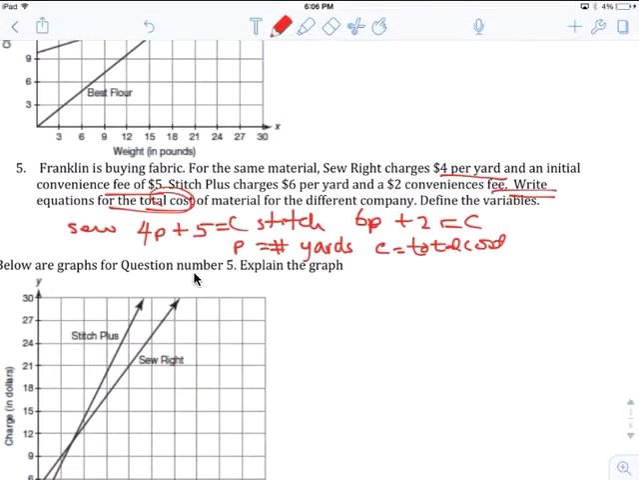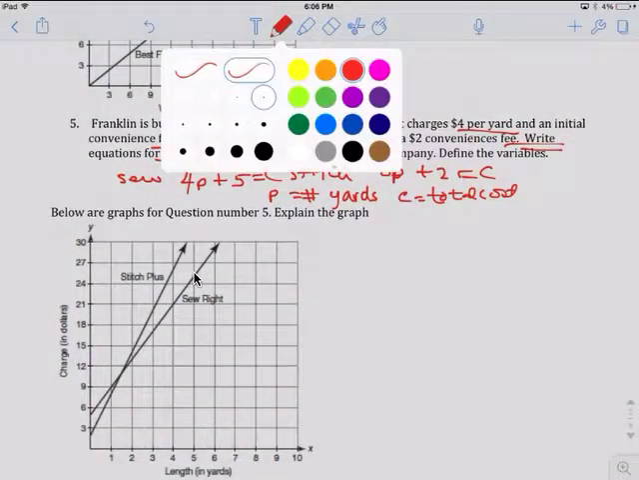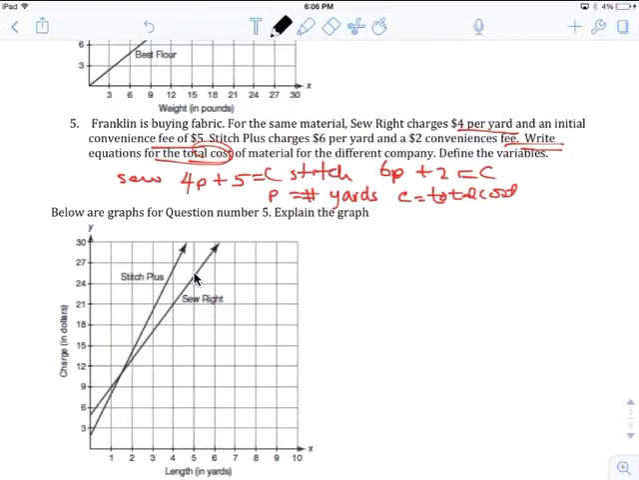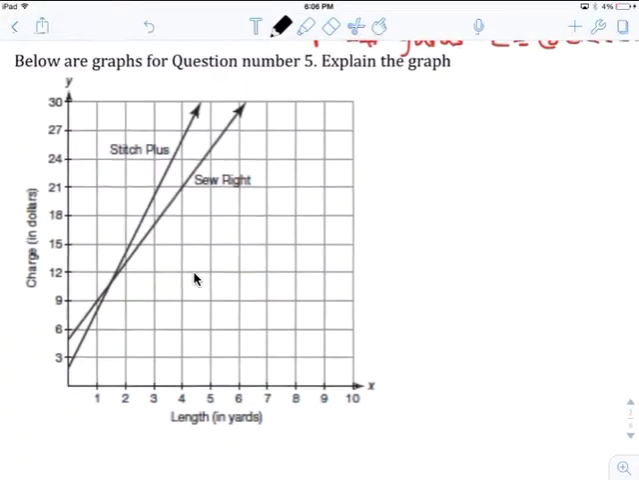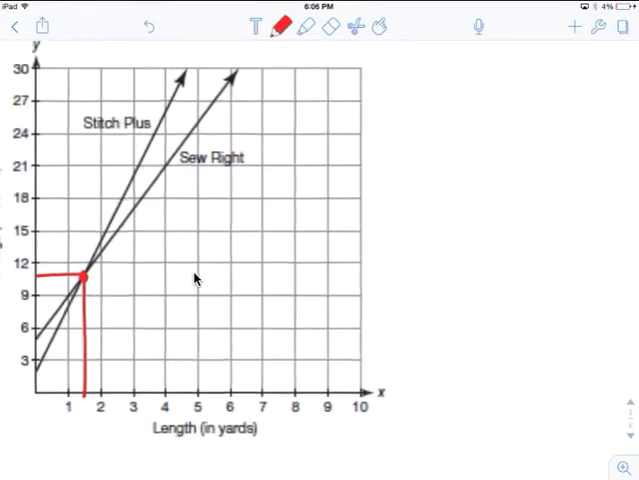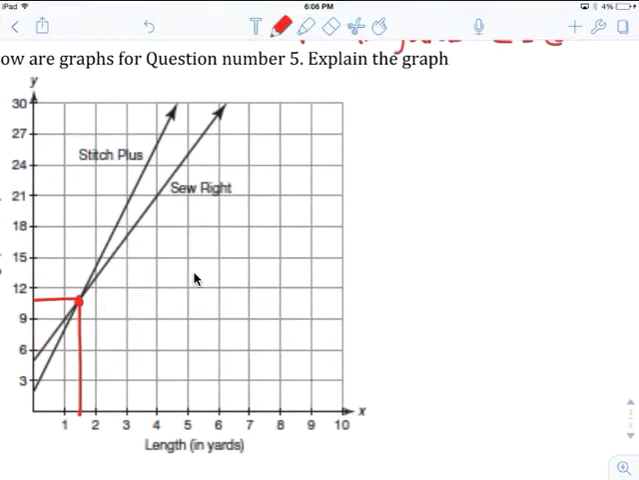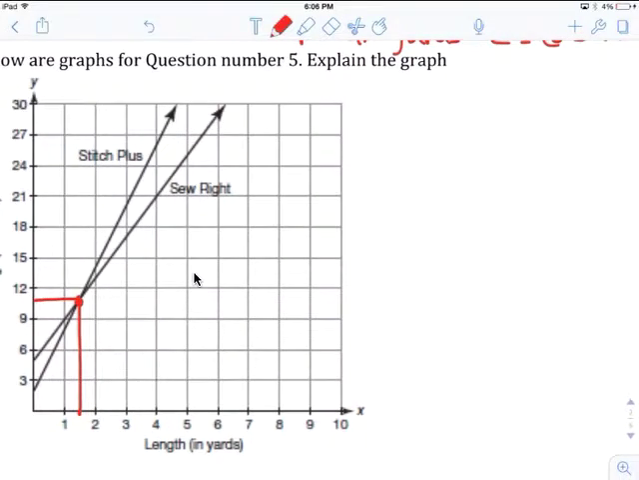It's asking you to explain the graph. I expect you to explain this. What happens before this solution, this break-even point? What happens to which company is cheaper? Below 1.5 pounds, a charge of $10.